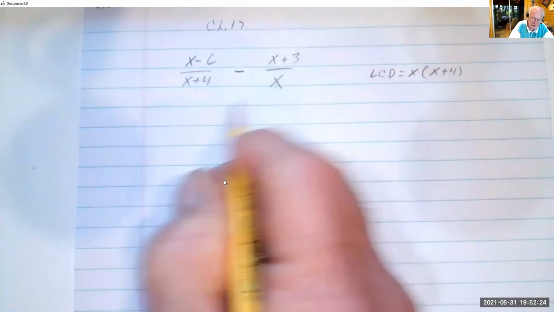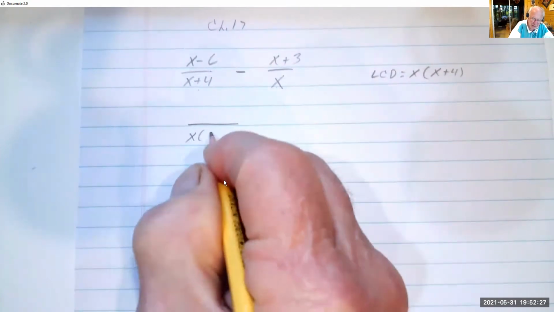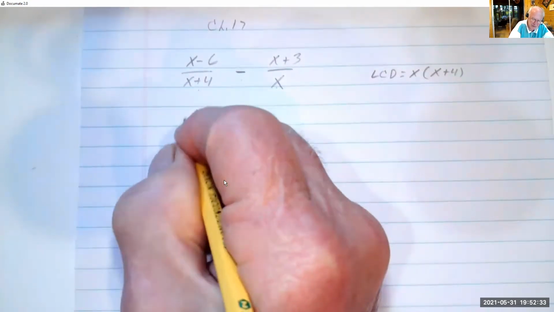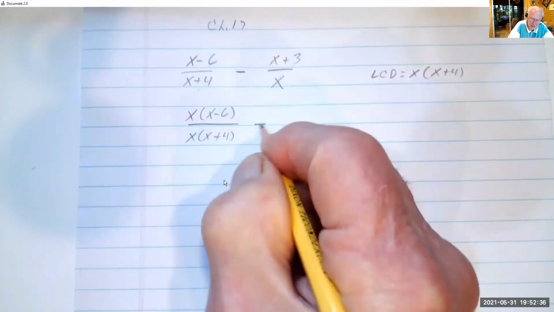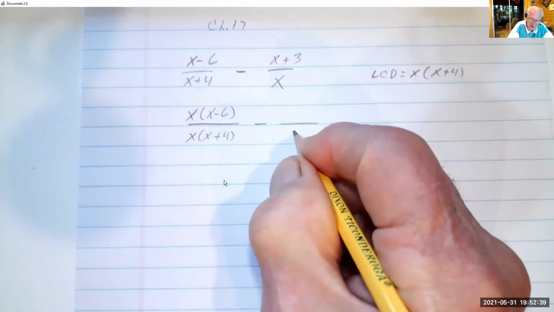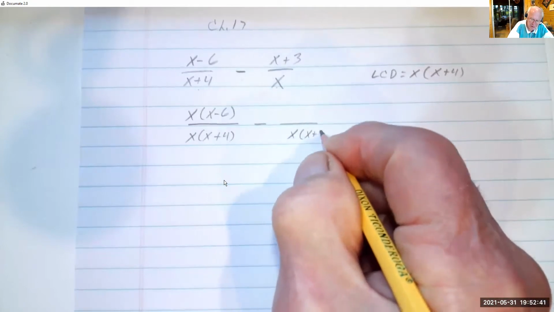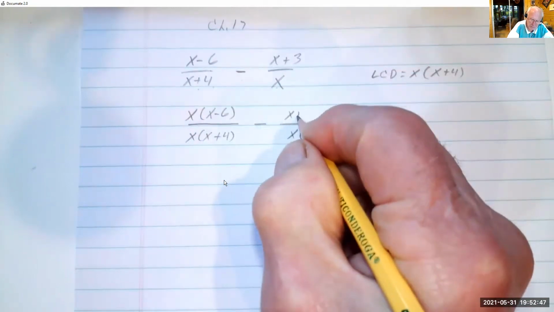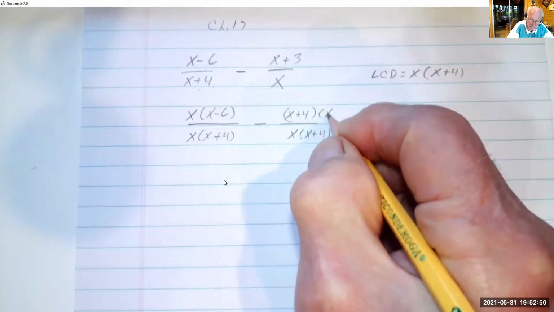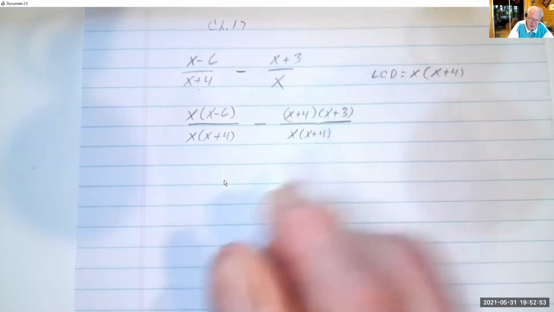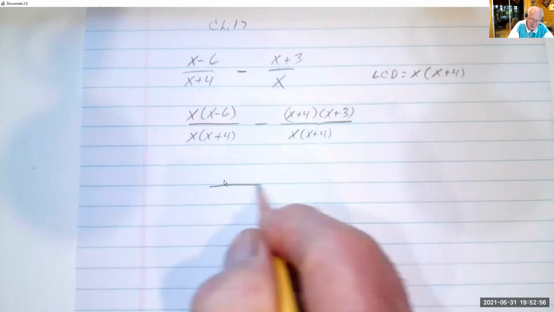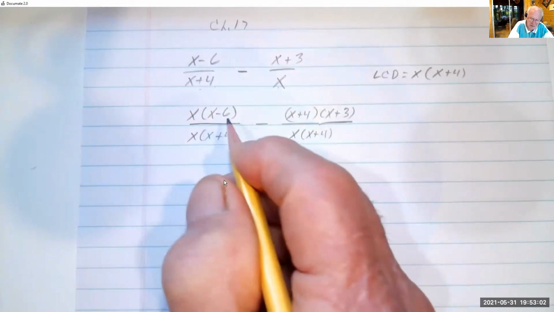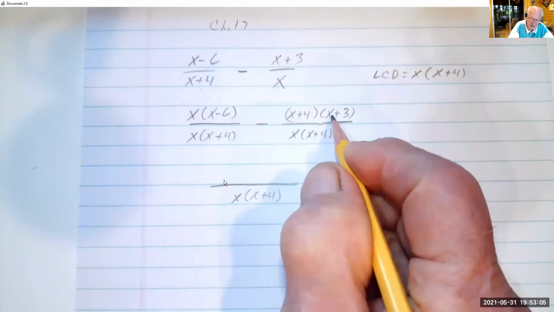Changing this fraction into the LCD of x times x plus 4 means I need to multiply the numerator by x. And to change this fraction to have a denominator of x times x plus 4, I need to multiply its numerator by x plus 4. To subtract now, we keep the denominator, which is x times x plus 4, and we want to multiply out the numerators and then finally subtract.